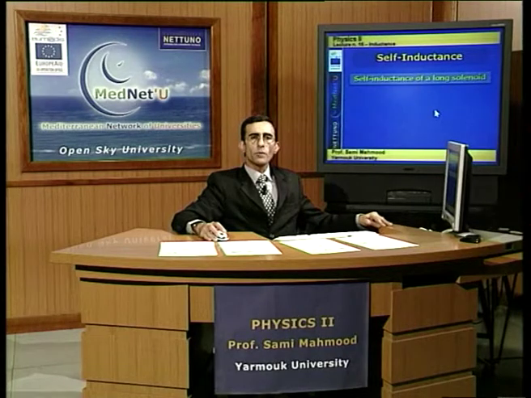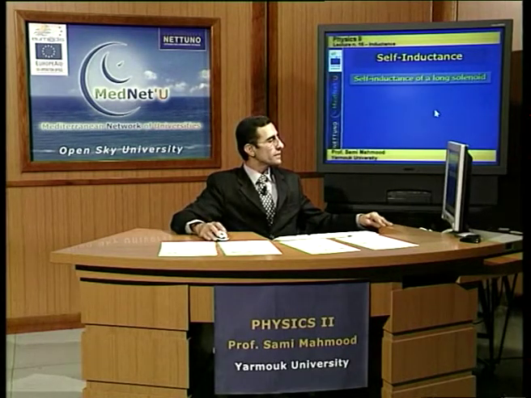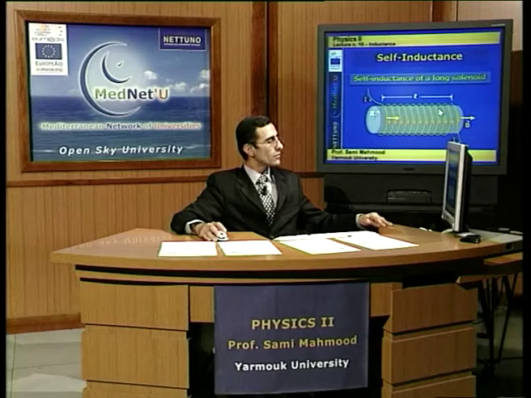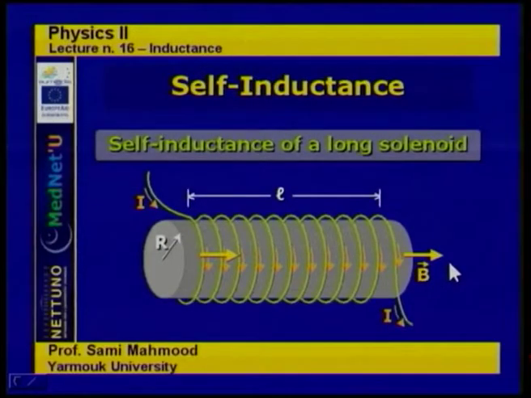And now we apply these concepts to evaluate the self-inductance of a long solenoid. Now, what is a long solenoid? A long solenoid looks like this. We have a number of turns, and we consider that the total length of the solenoid is cursive L, and the radius of each turn or loop in the solenoid is equal to capital R.